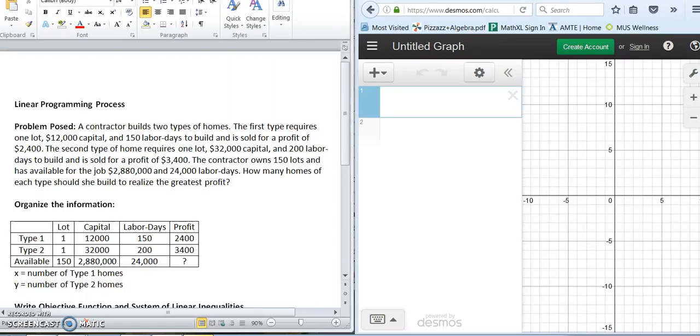I will show the process of linear programming and how to solve an equation with different pieces of technology. Let's say the problem posed is a contractor builds two types of homes.